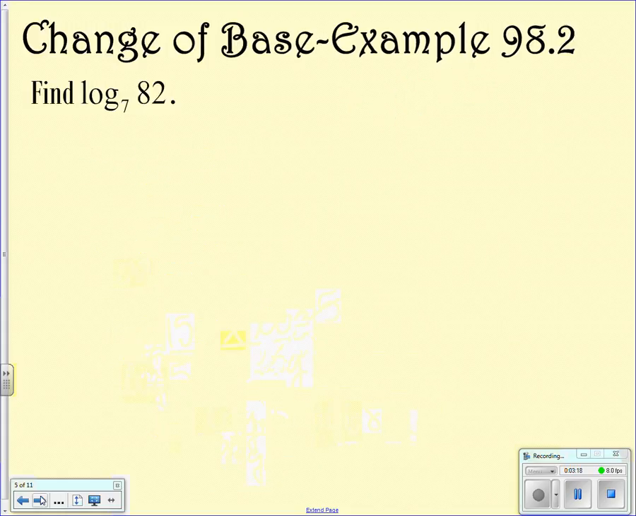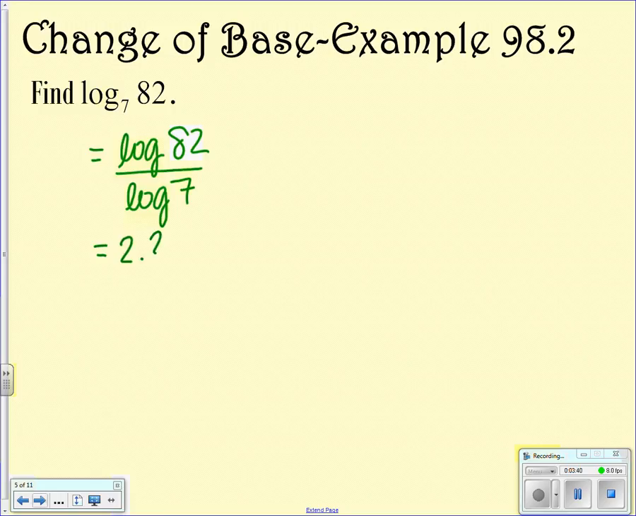So let's look here. If we have log base 7 of 82, without doing all of that work, we can rewrite that as the log of 82 over the log of 7. And then we can just plug that into the calculator. And you should get 2.2646. And so that would be your answer there.